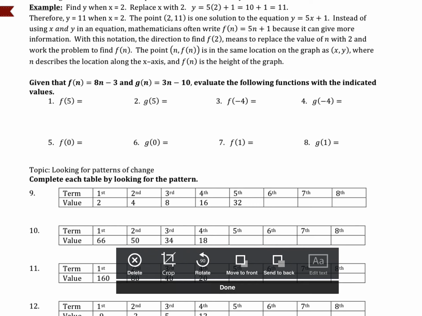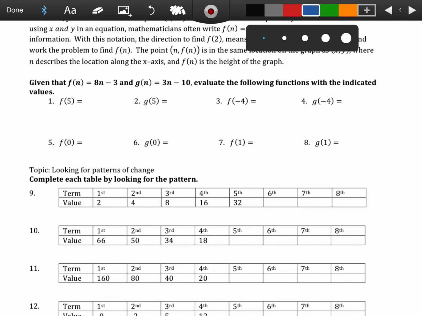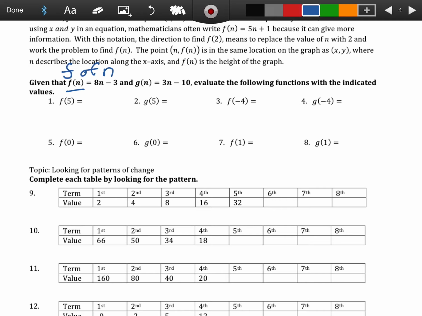But I'll guide you through some of these, starting first with being given f of n. So I'm actually going to write out how I would pronounce this, f of n. And it's equal to 8n minus 3. And we have g of n, so two different functions, one in blue, one in green, is equal to 3n minus 10, and we're being asked to evaluate the following functions with the indicated values.